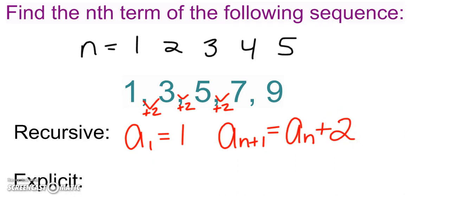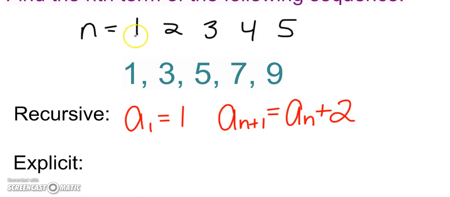Done. Explicitly, okay, we've got to think to ourselves, how does this relate to this? And how does this relate to this? And how does this relate to this? Okay? Well, this has a difference of 0, difference of 1, difference of 2, difference of 3, difference of 4, so not quite as straightforward as the last one.